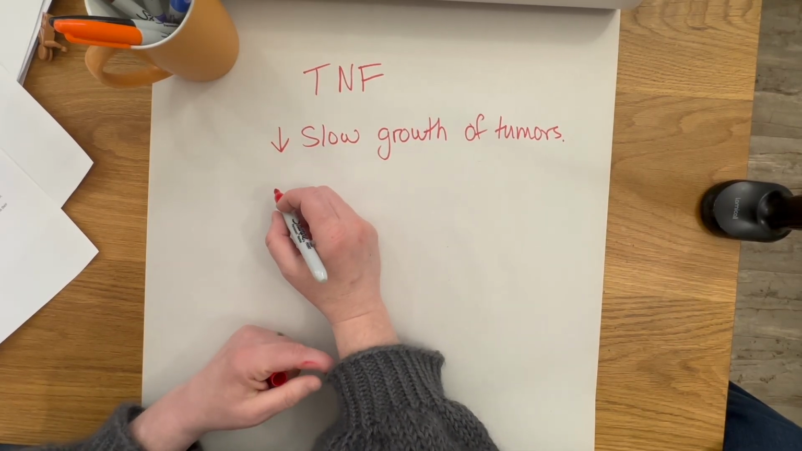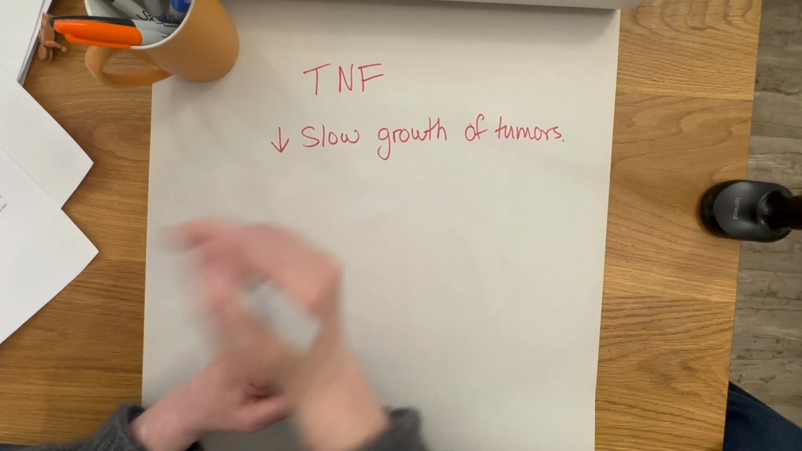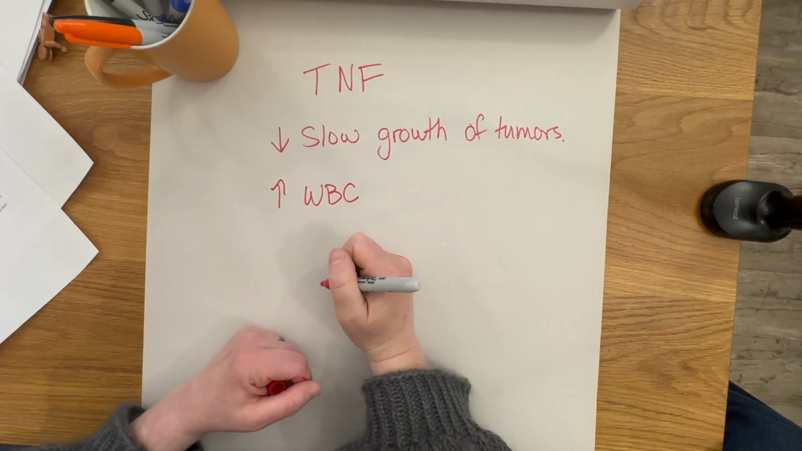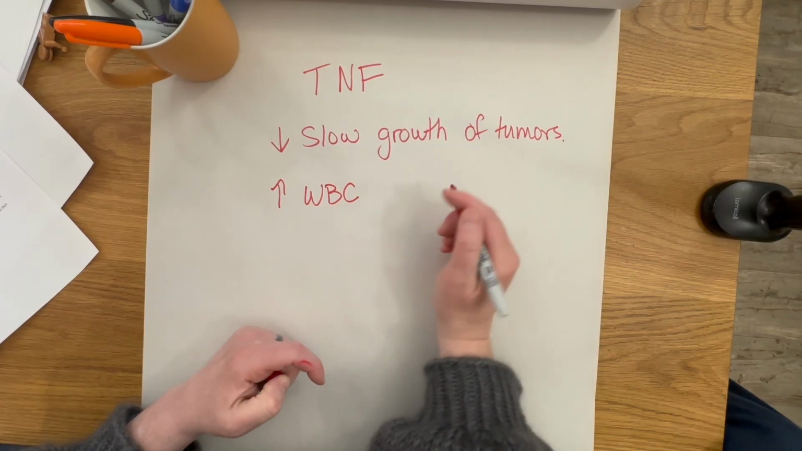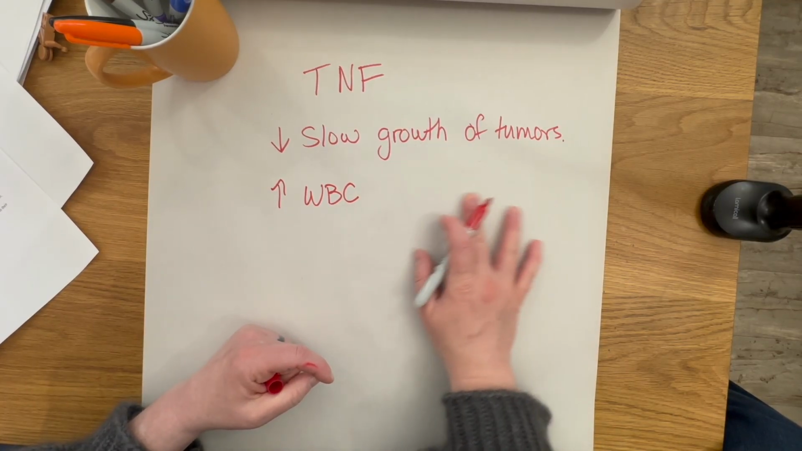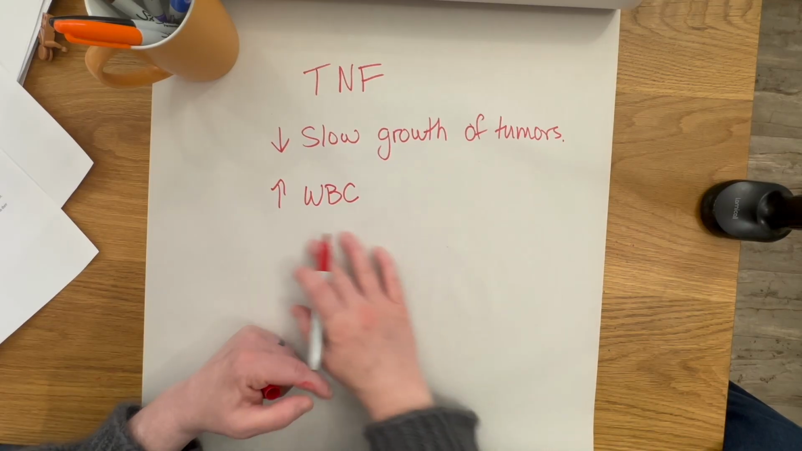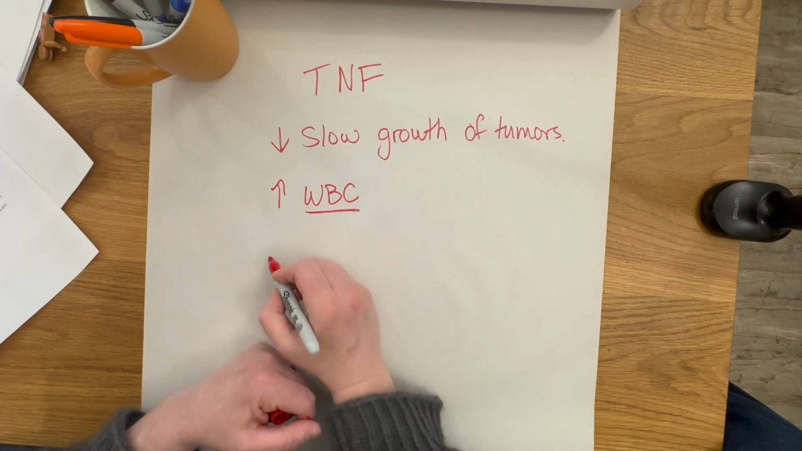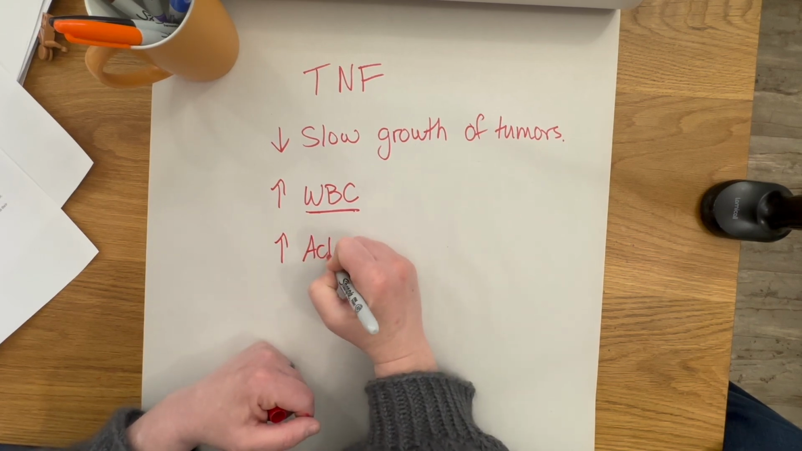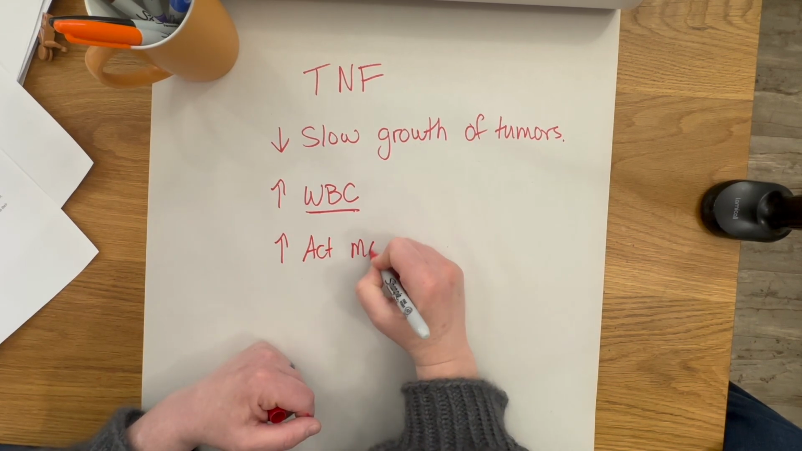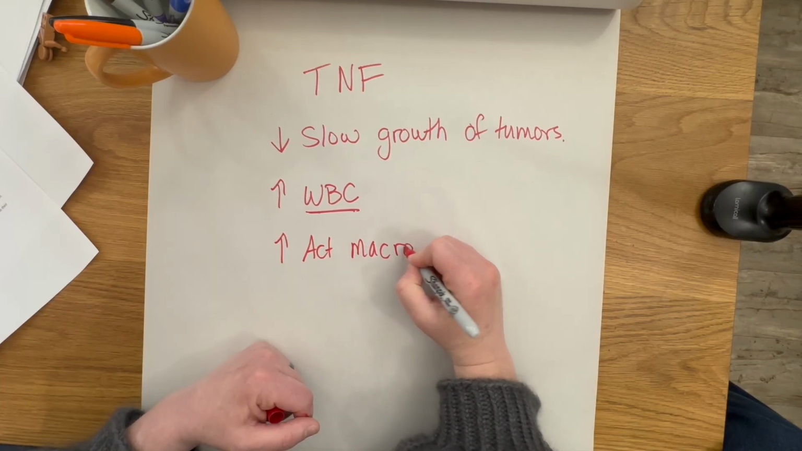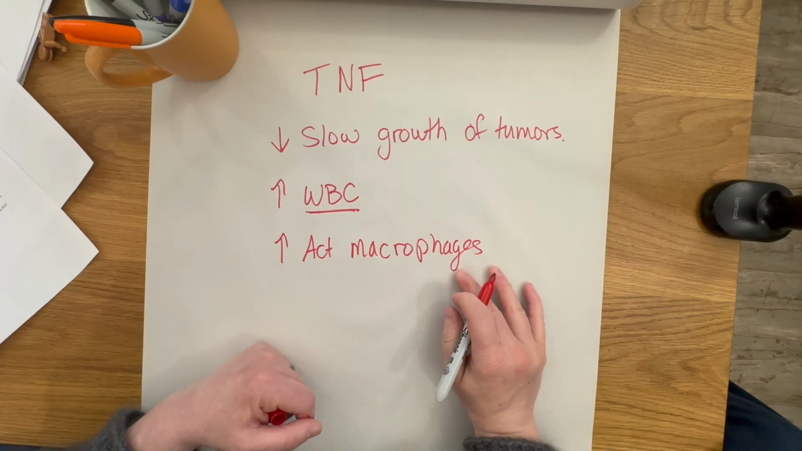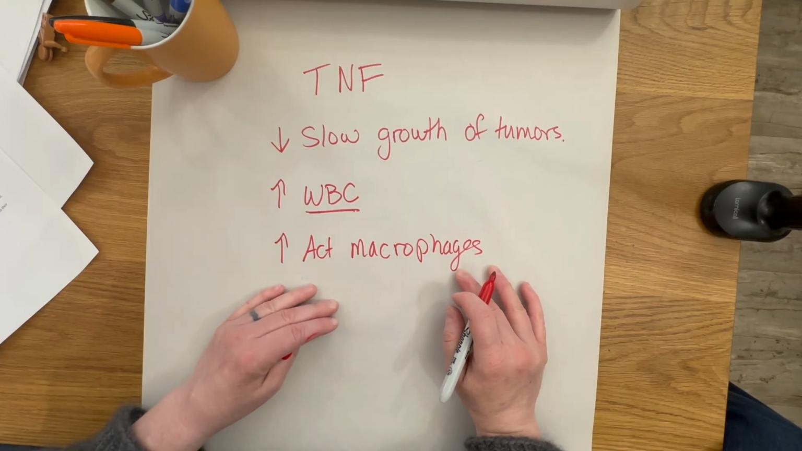It helps to stimulate leukocyte production, so increased white blood cell production, particularly the eosinophils, which can create fever and T cell sensitivity to interleukins. So the activity of these white blood cells is stimulated. It helps to activate macrophages, which we want to be activated against the tumors.